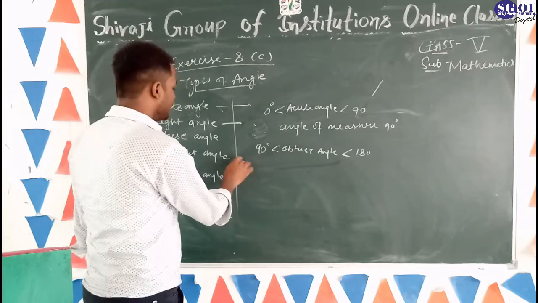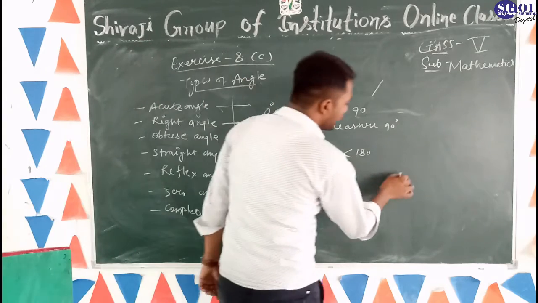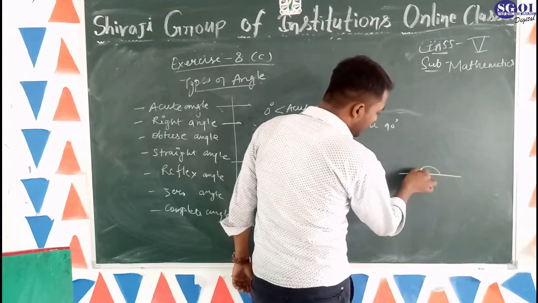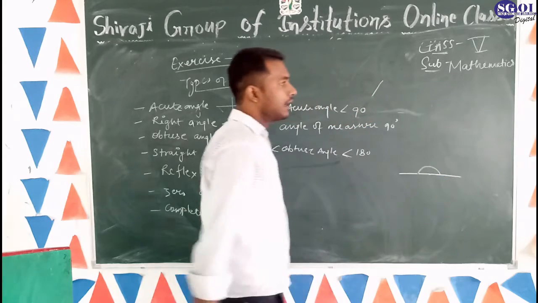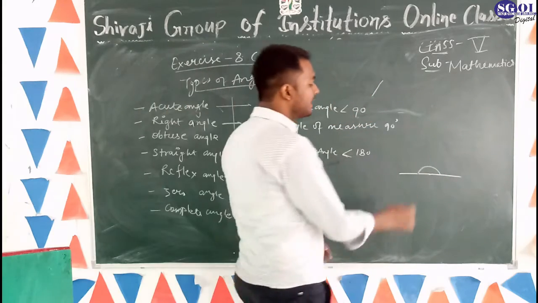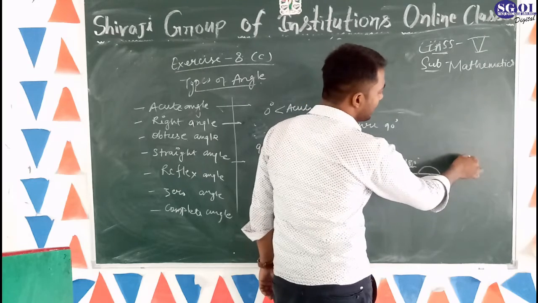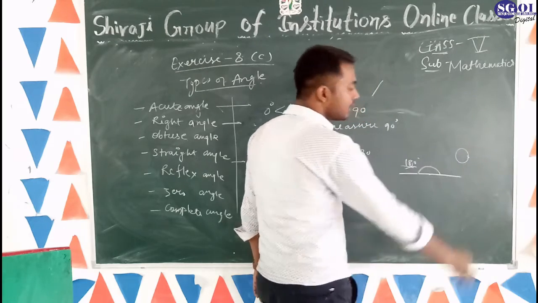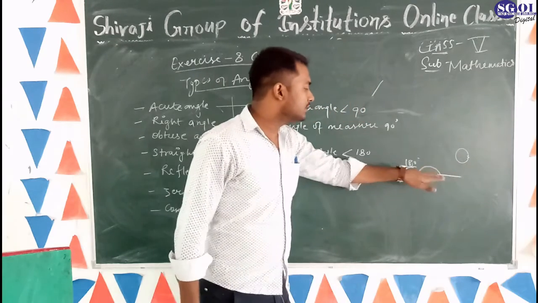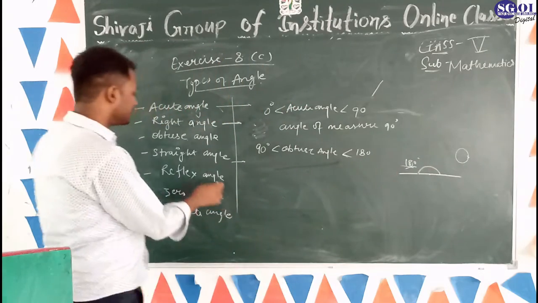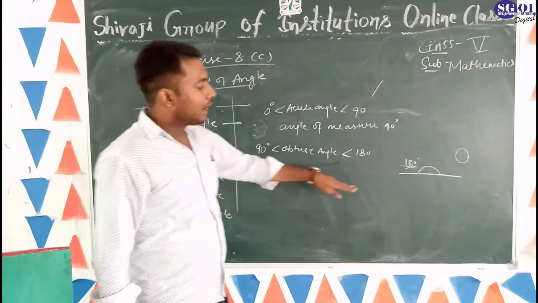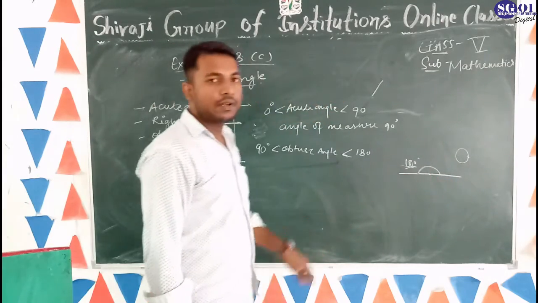Okay, what is a straight angle? The angle formed on a straight line is called a straight angle, and it has a measure of 180 degrees. We know the angle formed around a point is 360 degrees, so half of this is 180 degrees. Its name is straight angle. So the angle formed on a straight line is 180 degrees.